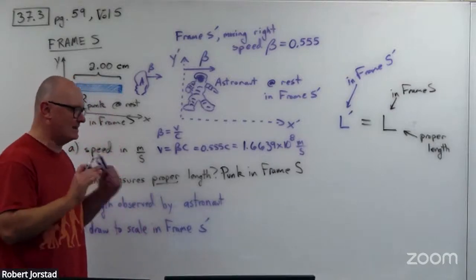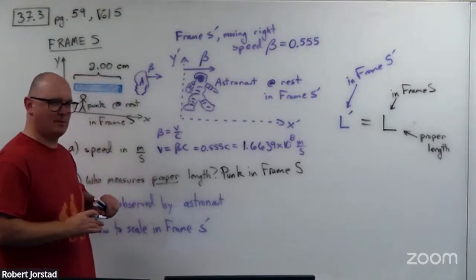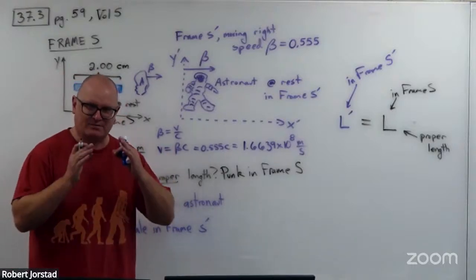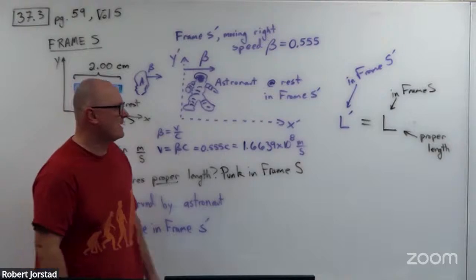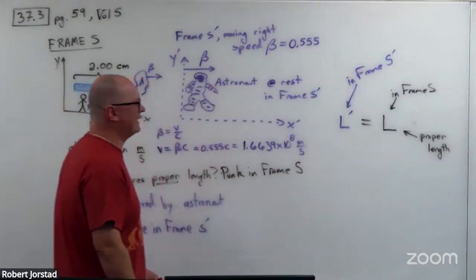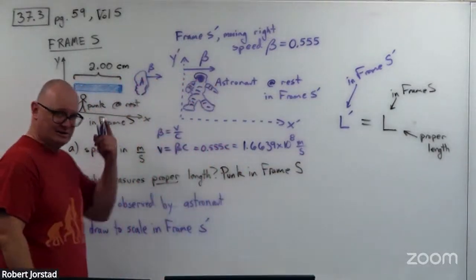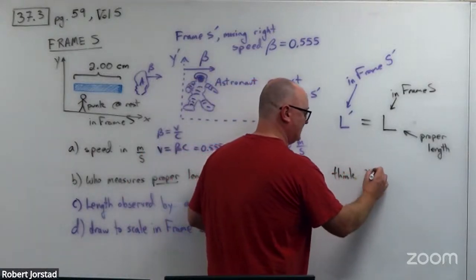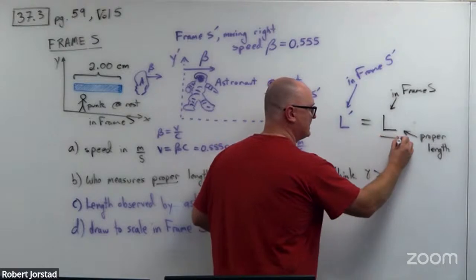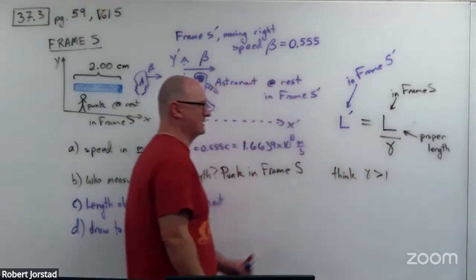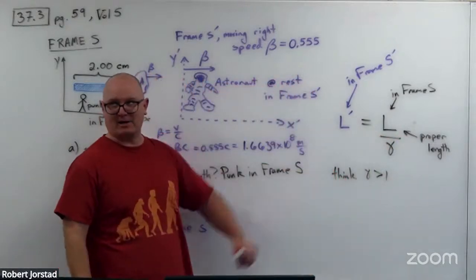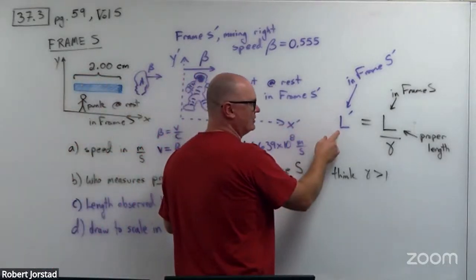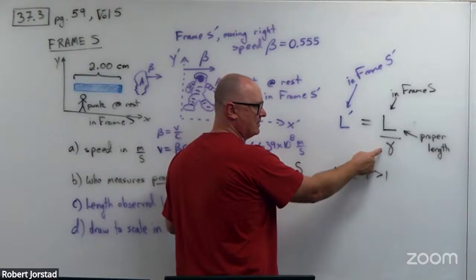step. That is critical. Determining the proper length, just remember the phrasing. The object is at rest relative to that frame. Okay, so now I know length should get smaller. I also know gamma is greater than 1, so I better divide by gamma on this side or multiply by gamma on that side. Let me think. The frame S prime should be shorter because gamma is bigger than 1.